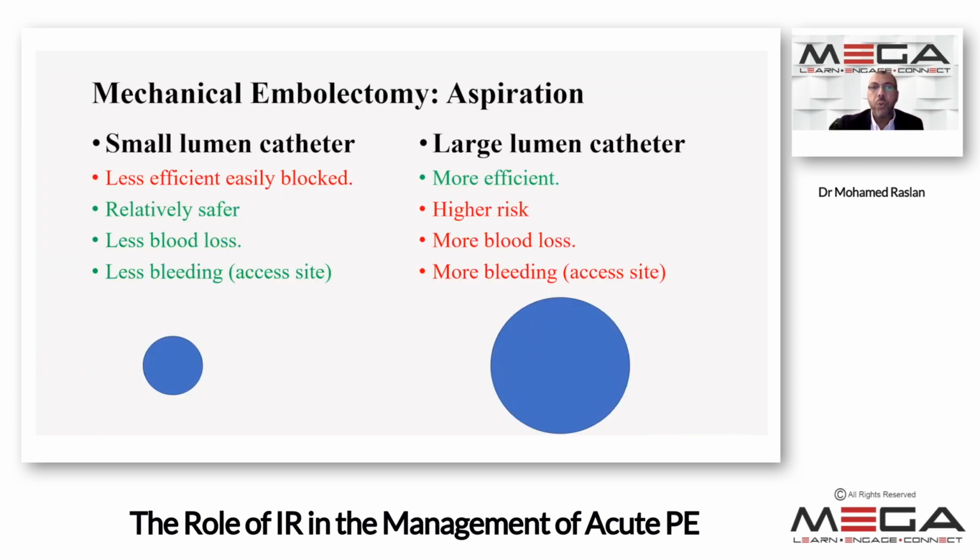Simply, you can see the comparison between small lumen catheters and large ones. The small lumen is less efficient in sucking the clots. However, it's relatively safer with less blood loss and less bleeding at the access site. For the larger lumen catheter, as we saw, some catheters were 26 French diameter. So it's more efficient in sucking the clots. However, it has a higher risk and it gives more blood loss and more bleeding at the access site. Sometimes it's recommended to use a closure device after you use the large bore catheter thrombectomy.